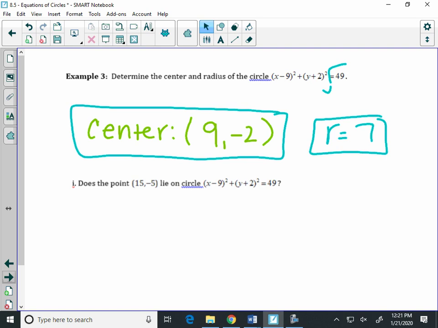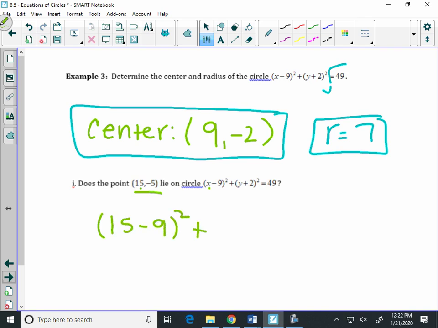It's asking, does the point (15, -5) lie on the circle? Well, algebraically to show that, what you can do is you take the point and you plug it in for x and y. Tomorrow, I'm going to show you how you can use Desmos to answer this question, which is much easier, but it's good to know the algebraic way too. Just in case you don't have Desmos on hand, you can still answer the question. So we're going to take 15 and plug it in for x. So it becomes 15 minus 9 squared plus, we're going to take the -5 and plug it in for y.